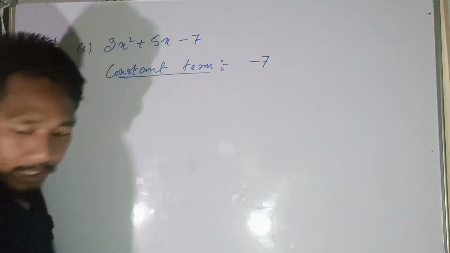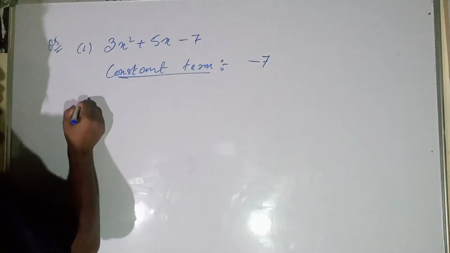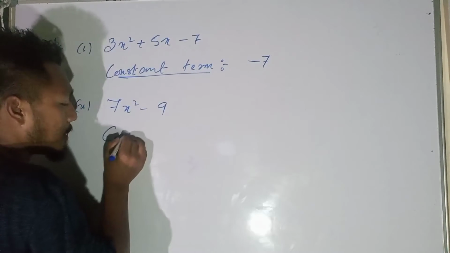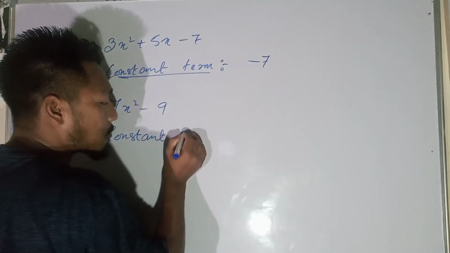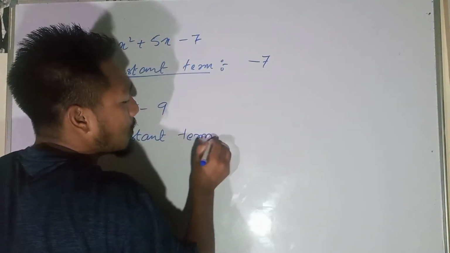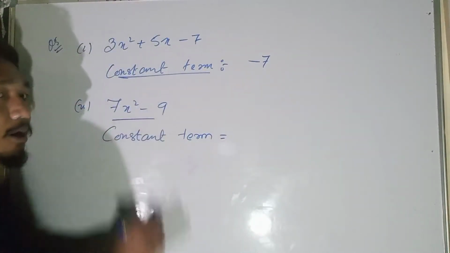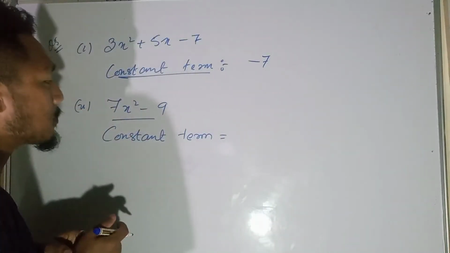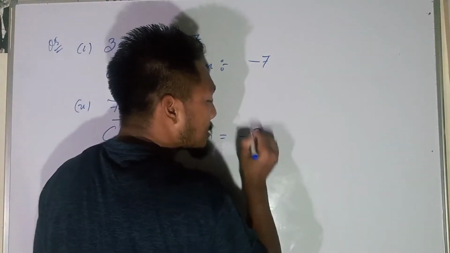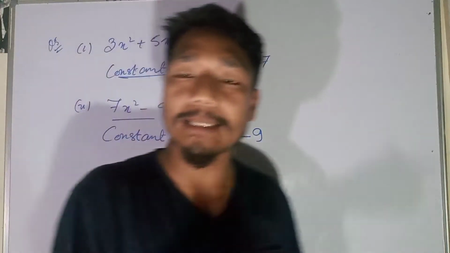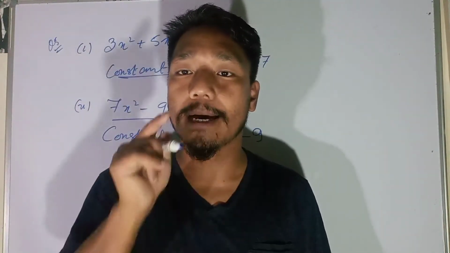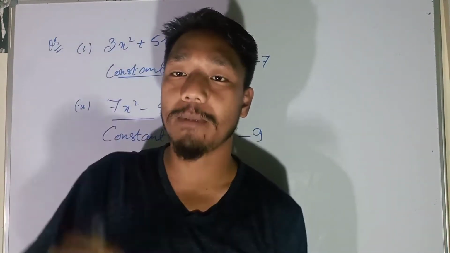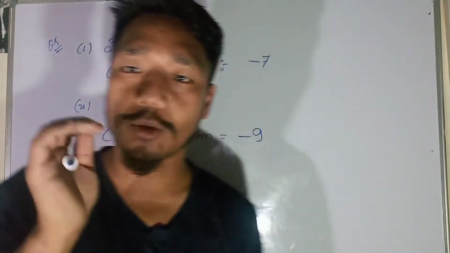Similarly, the next question, number 2, is 7x squared minus 9. What is our constant term from this expression? Obviously 7x squared is not going to be a constant number. Minus 9 is the constant term; that is its value. That is what we call a constant term. Constant terms are those terms which we cannot change. It is totally fixed.